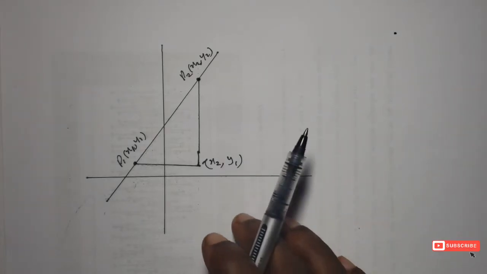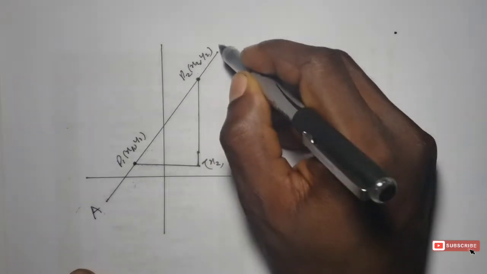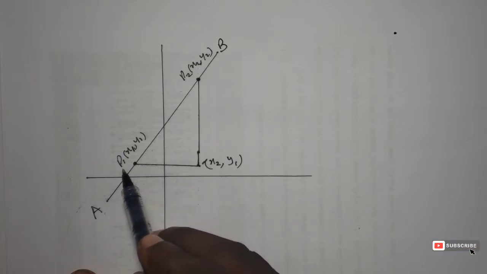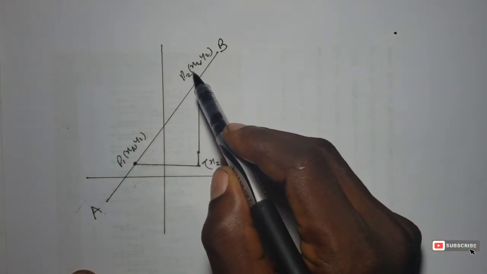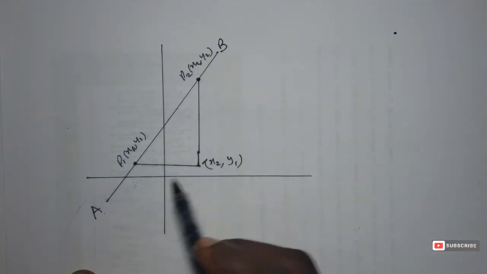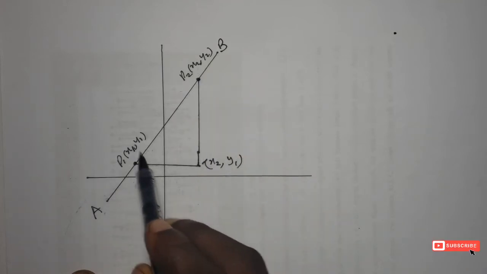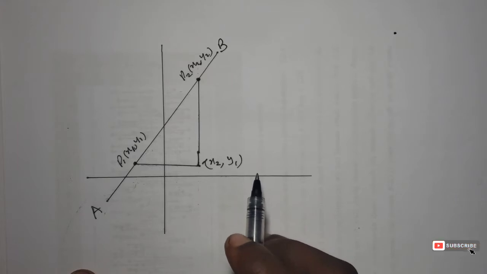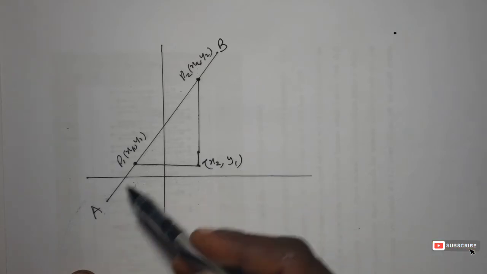Now, consider this diagram. This is a line, call it line AB. On this line, there are 2 points. Point P1 has coordinates x1, y1. Point P2 has coordinates x2, y2. From these 2 points, we join them and we get a third point with coordinates x2, y1. We want to now learn how to find the slope of this straight line, the number that tells us how steep line AB is.